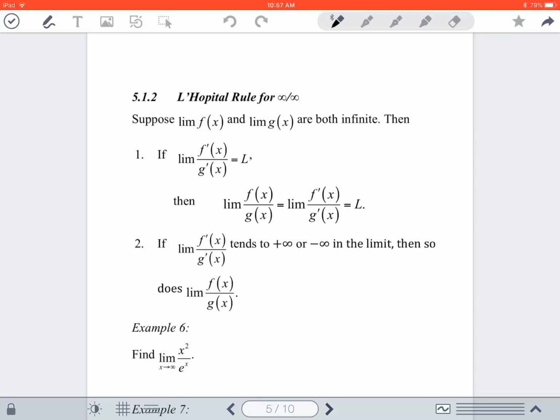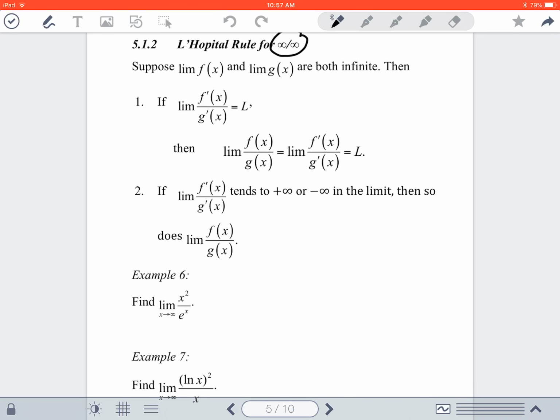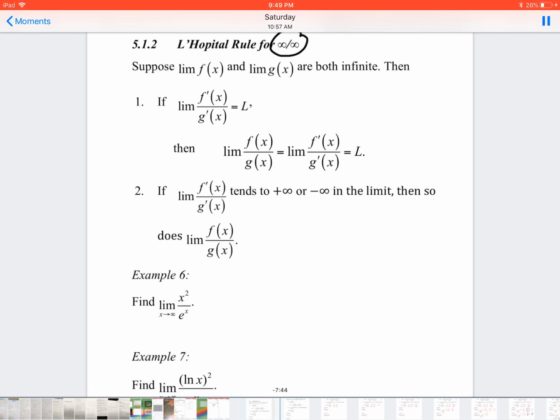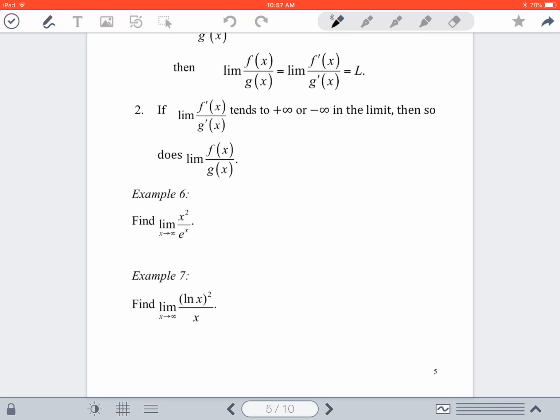Okay, let's move to the second case where, when you substitute the value of x into the function, we get infinity over infinity. Here we have the same procedure as for L'Hopital's rule. If you get infinity over infinity, then you differentiate the numerator and the denominator separately, and then you substitute the value, whether you get a number or you fail to get a number. Okay, look at example 6.